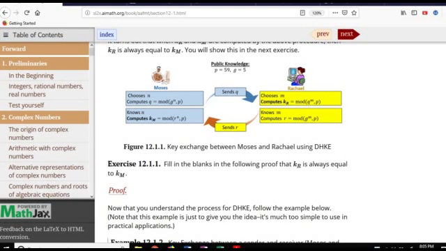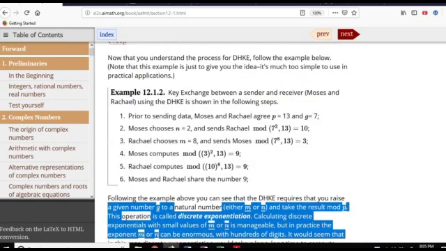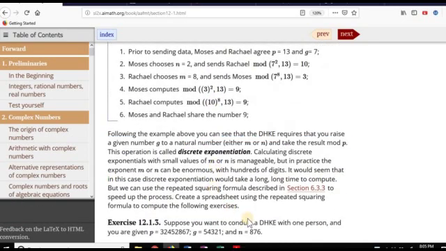Let's go back to the statement so we know where we are. 12.1.3. And are you still with me? Okay, very good. My screen froze. All right, so here we have... what we want to do is map these numbers to that picture.